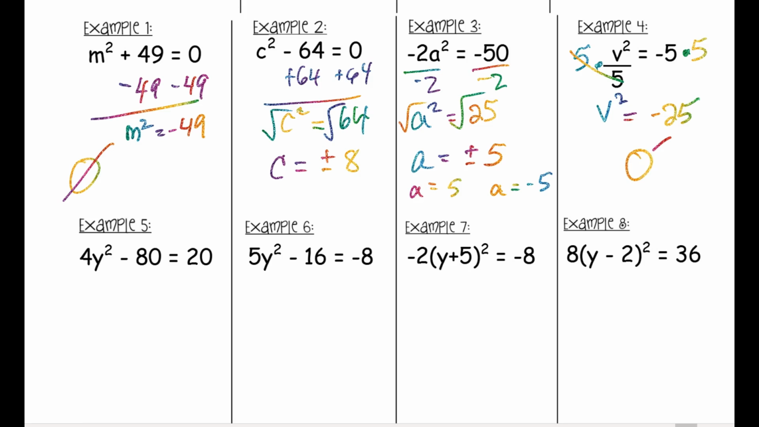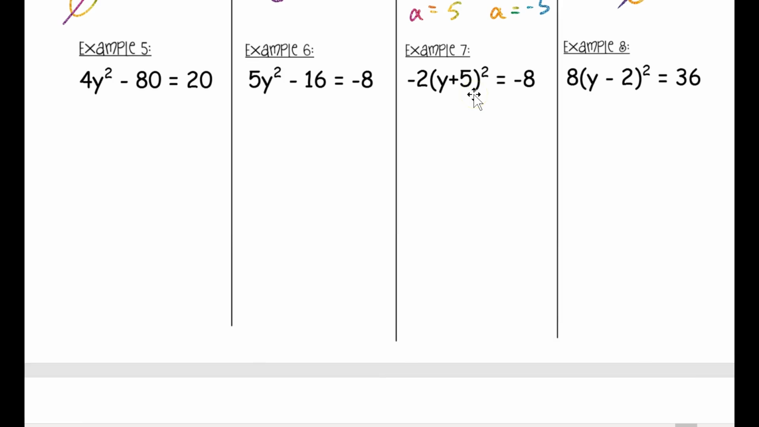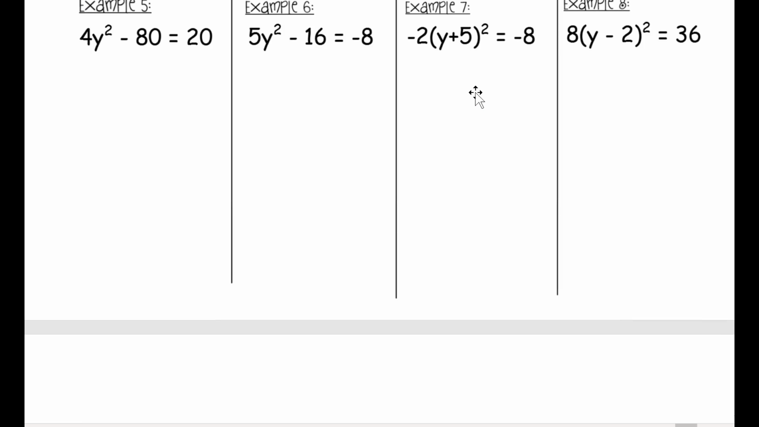And this is no solution. You know why? Because there is no number squared to give you a negative 25. There's no real number squared. There are imaginary numbers. All right. And then down here, we add 80 to both sides. We get 4y squared.